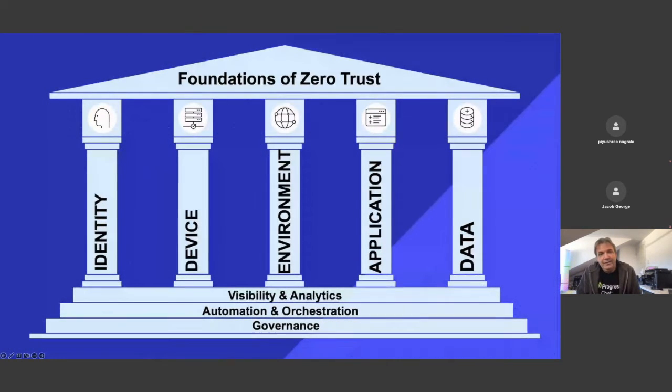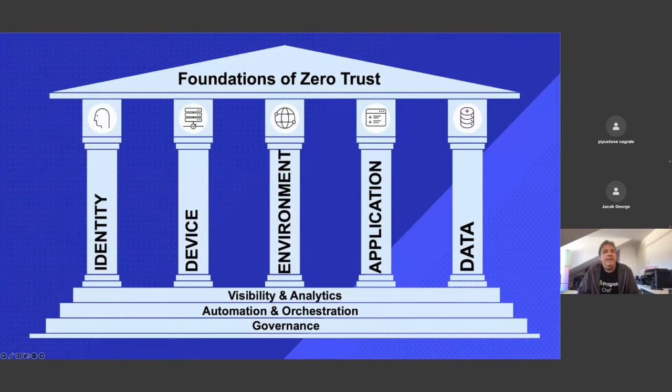Zero Trust really has five pillars, and they're listed here: identity, device, environment, etc. But basically it's who are you, where are you, what device you're on, and what capabilities does that device have, what application do you need access to, and what data do you need access to. And we need to have the minimum access that's going to support all of those five things. So who are you, where are you, what are you on, what application, what data.